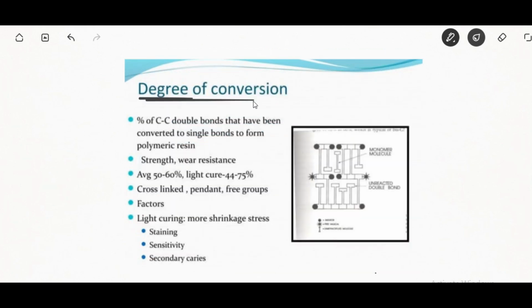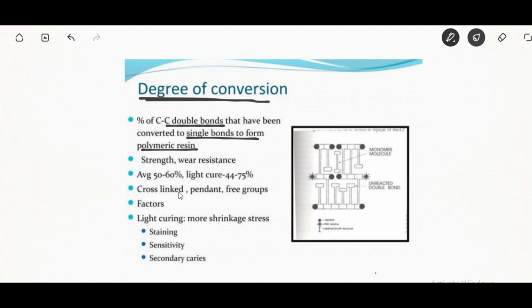The degree of conversion of polymerization of composite means the percentage of carbon-carbon double bonds that have been converted into single bonds to form a polymeric resin. The complete polymerization of composite is determined by the degree of conversion of monomer into polymer. What are the factors that will affect the degree of conversion?